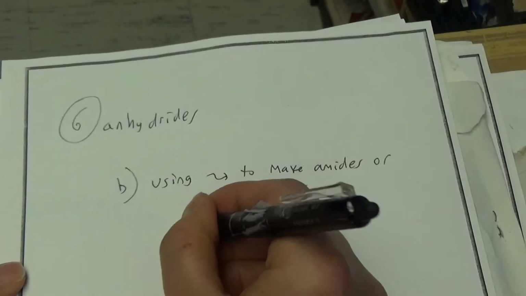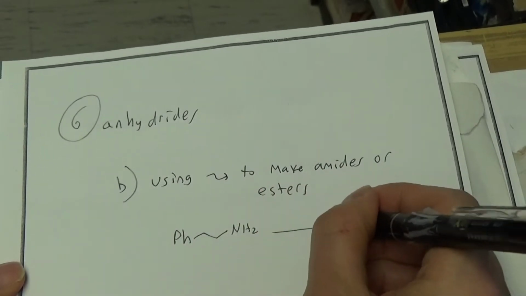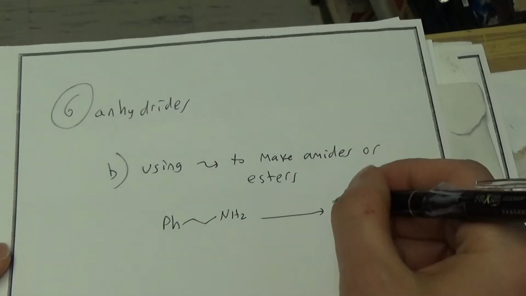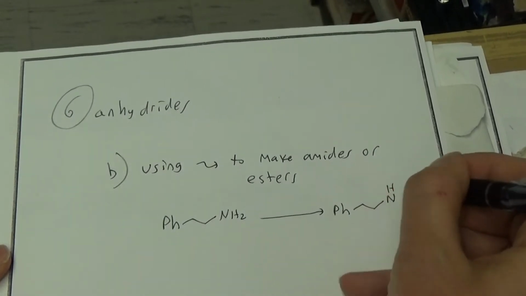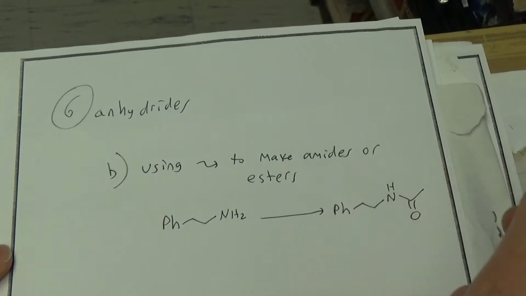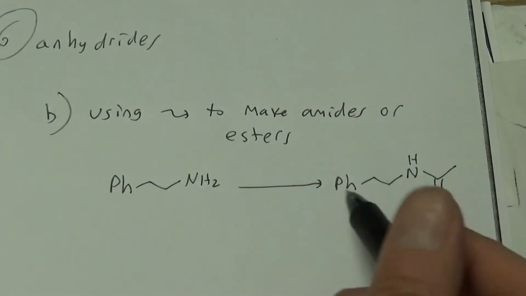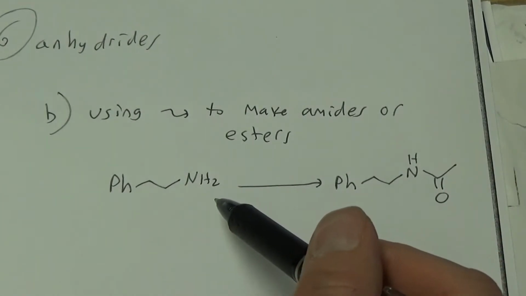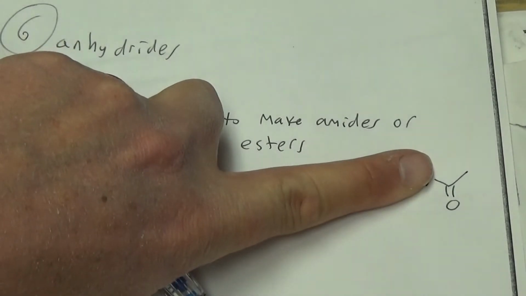So as an example, I have an amine. I want to make an acetamide, which is an amide with acetate, essentially. How could I possibly do that? Of course, there are a million ways I could do that. You could use an acid chloride, right? You could use the acid chloride of that.